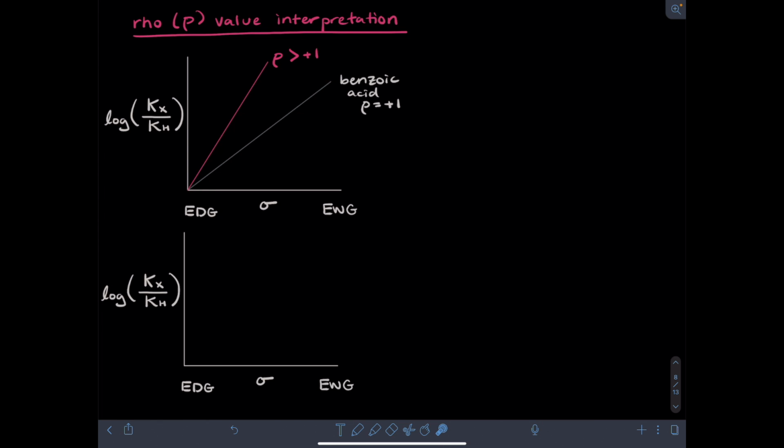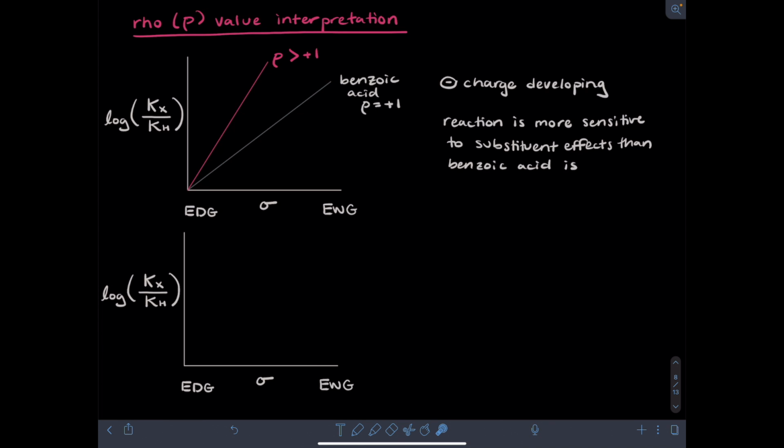So one scenario is, what if rho for your reaction of interest is greater than +1? This will indicate that your reaction or equilibrium is building up negative charge close to the aromatic ring. And because your slope is greater than that for benzoic acid itself, that means that your reaction is more sensitive to substituent effects than benzoic acid itself is. So you need a smaller change in sigma value to cause a greater change in equilibrium constant.